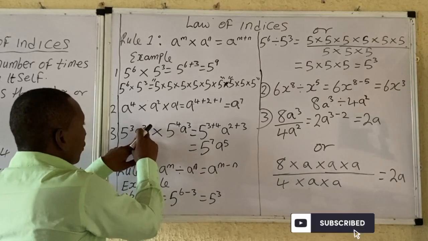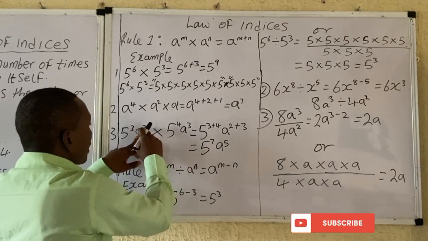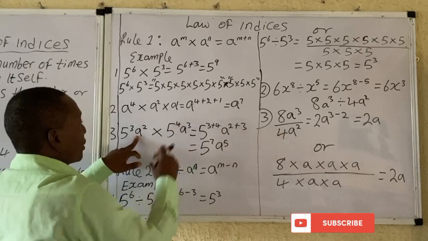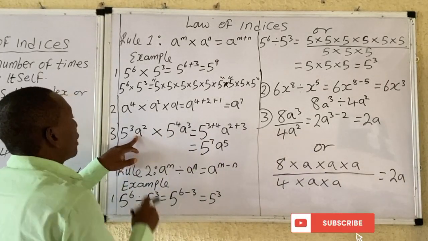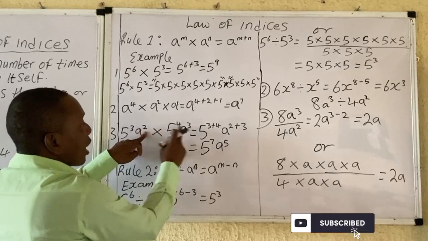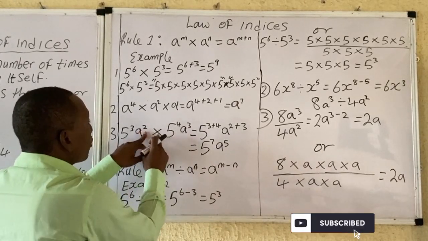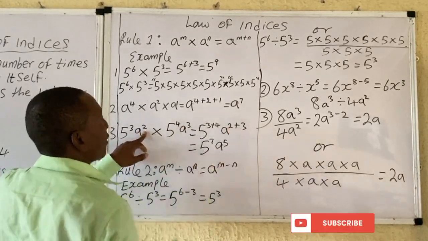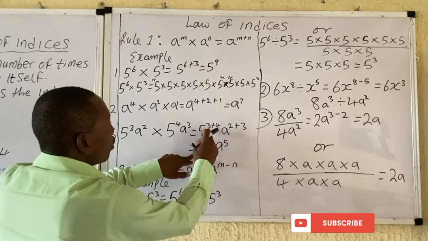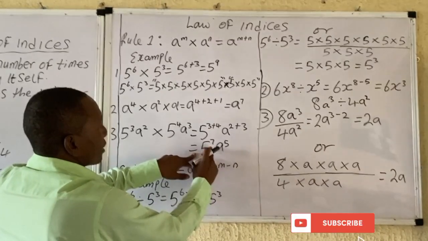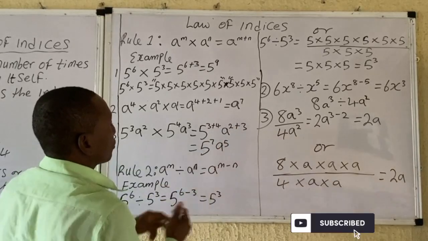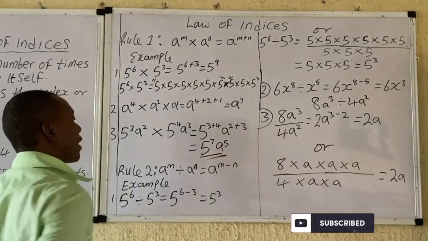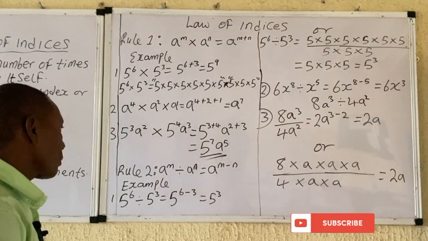A is raised to the power of 2 here, and A has the power of 3 here. Since we have A here and A here, we put A there. The power, since it's multiplication, we also add the power. So 2 plus 3, that's what we have here. So we now have 5, 3 plus 4 is actually 7. And A, 2 plus 3 is what? 5. So this is our final answer.